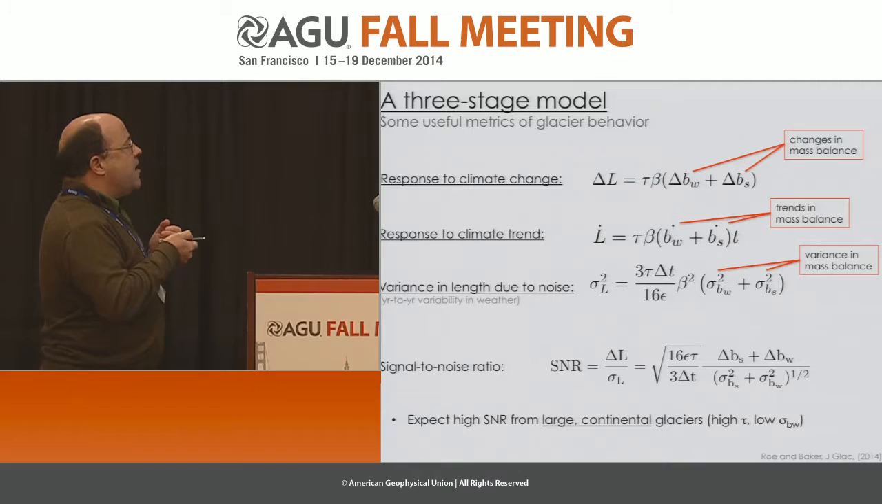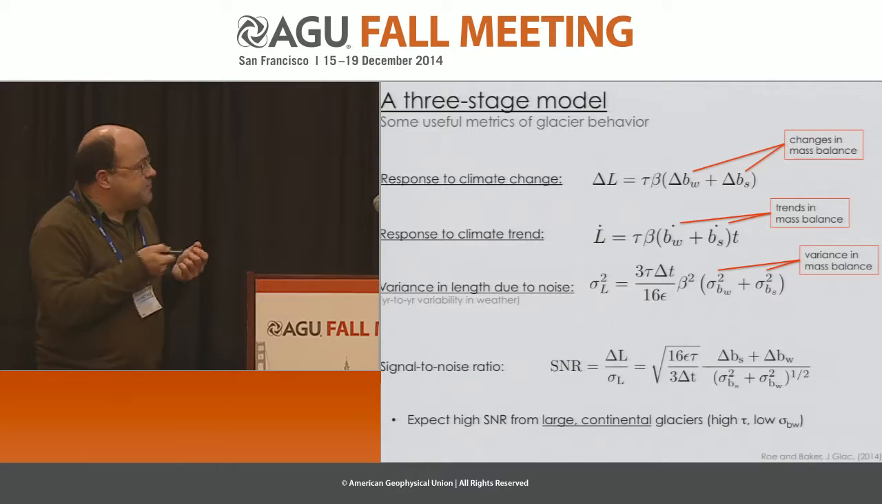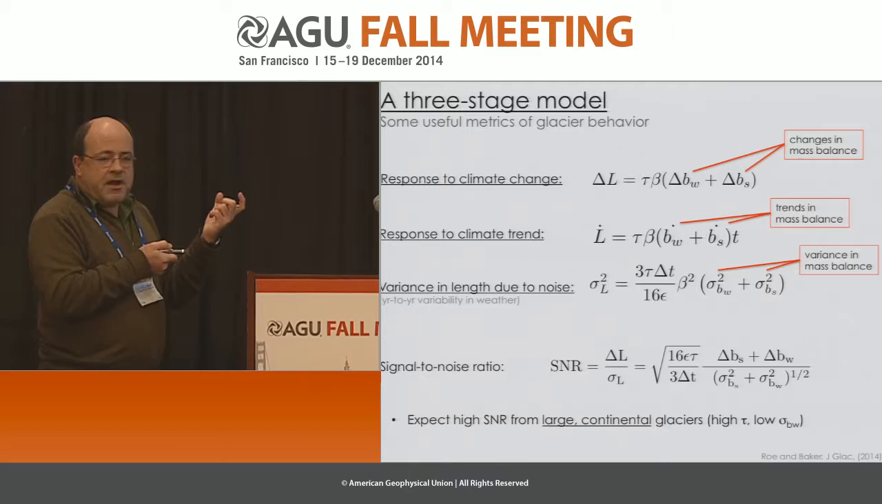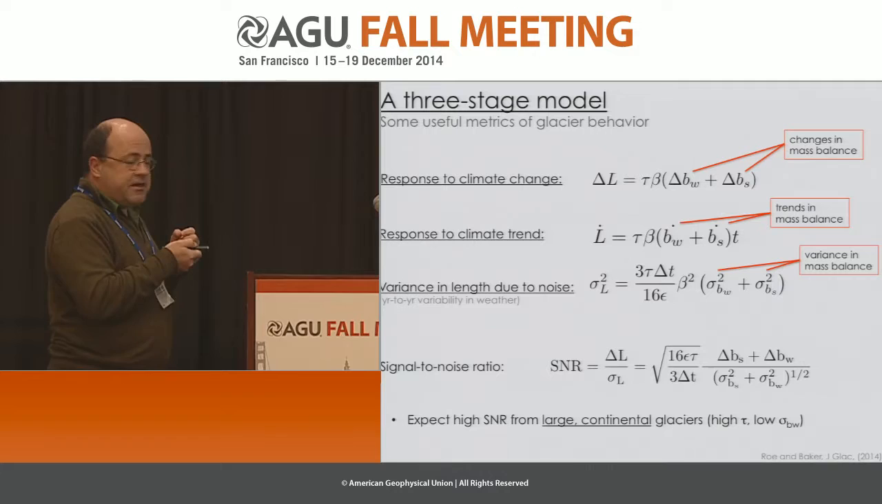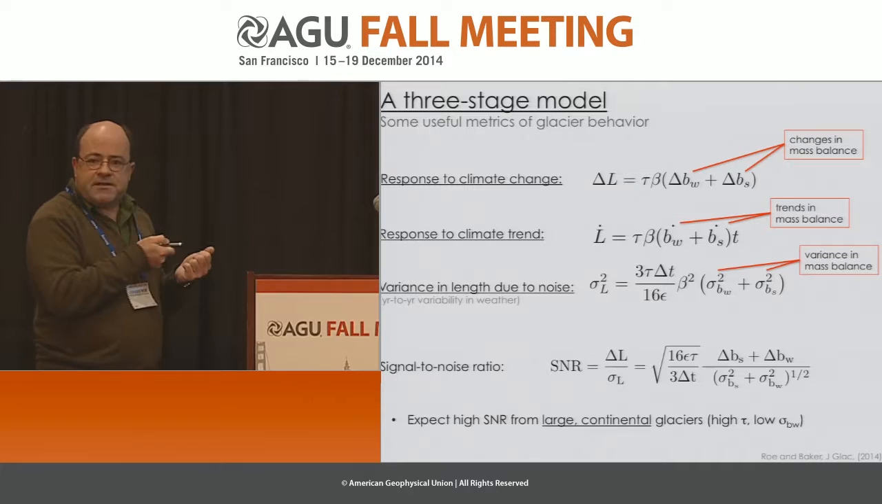An important concept is the idea of a signal-to-noise ratio, which is simply the ratio of the change that you expect in the glacier length driven by a climate change relative to the size of the standard deviation that you get just due to the noise, the random year-to-year weather fluctuations. Using this three-stage model, we can see what we expect for those dependencies. So if we want a good detector of climate, we want a high signal-to-noise ratio.